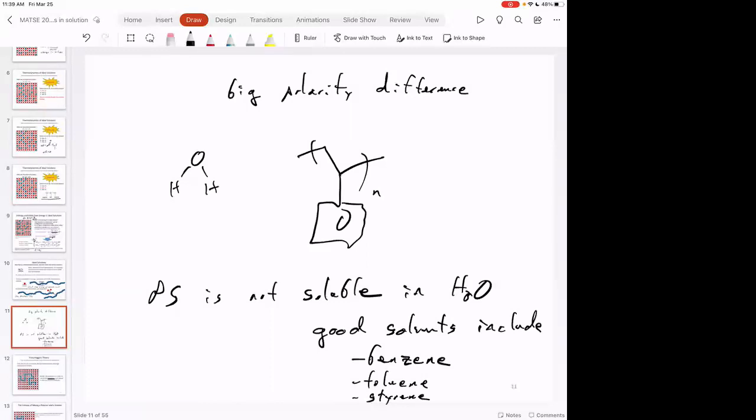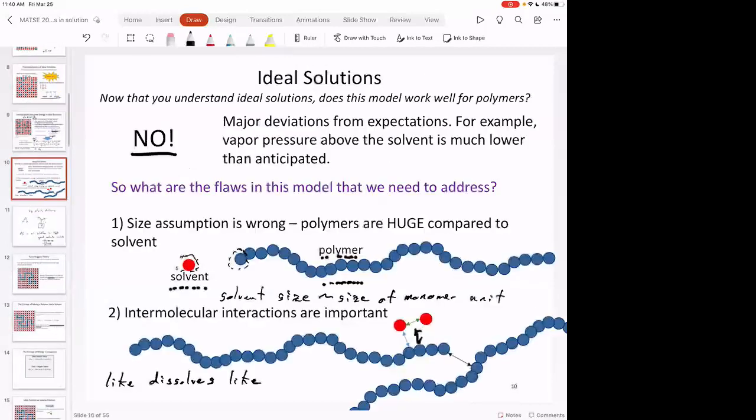Turns out that styrene is a liquid and it's a great solvent for the polymer. That's a trick that the polymer industry uses when they synthesize polymers or when they dissolve polymers and do something else with them: you can use the liquid monomer as a good solvent sometimes. Okay, good. We're on the same page there.